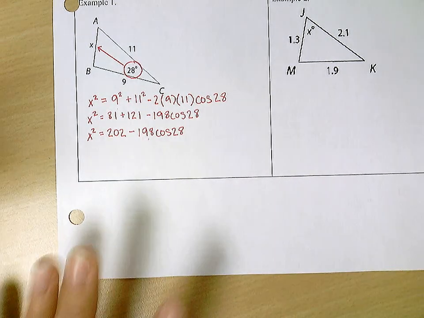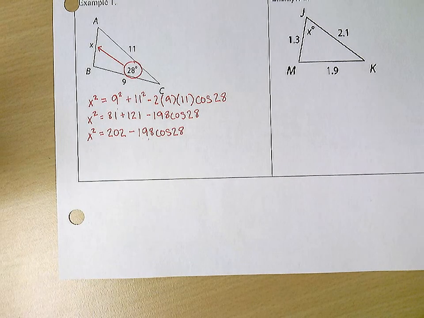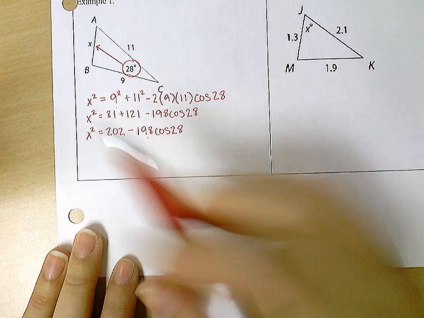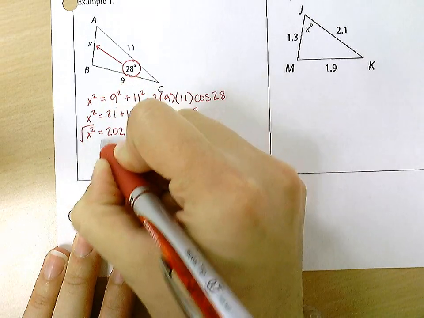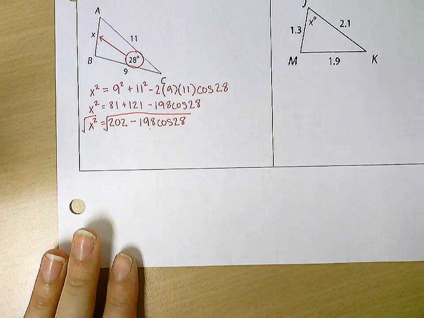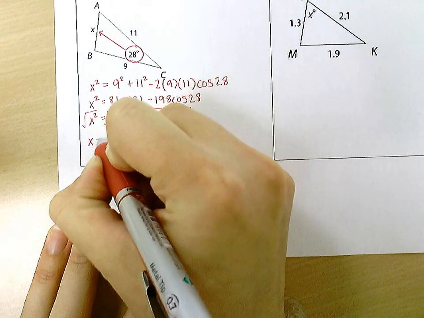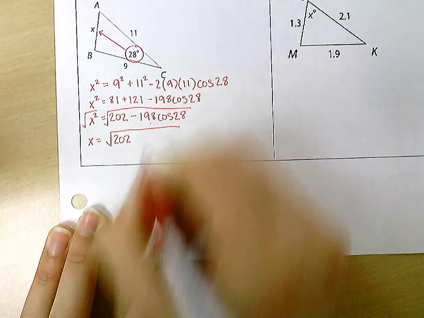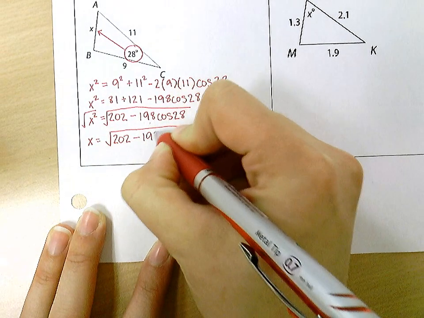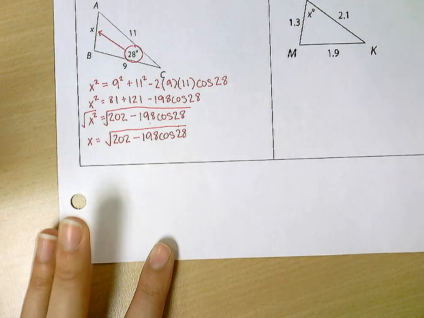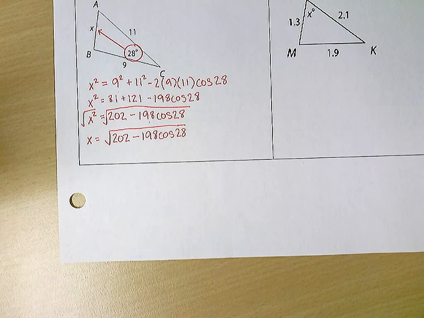From here I can't do a whole lot, but I already kind of have x by itself, right? So to get this as just x, I would want to take the square root of both sides. So I have x is equal to the square root of 202 minus 198 cosine of 28. And that's what you're going to need to enter into your calculator.